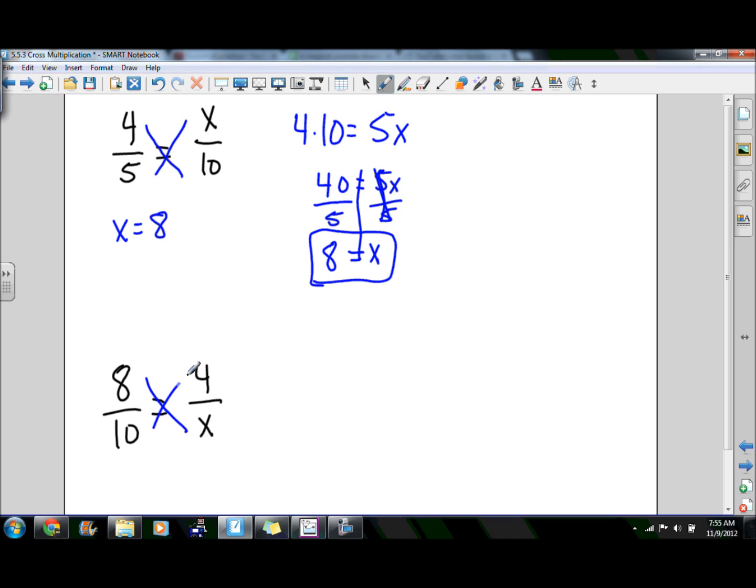Down here on the bottom, same type of thing. 4 times 10 is 40. 8 times x is 8x. We divide by 8 on both sides, and this time x equals 5.